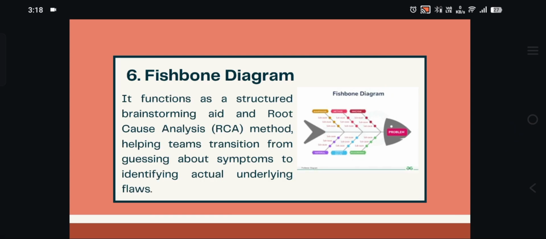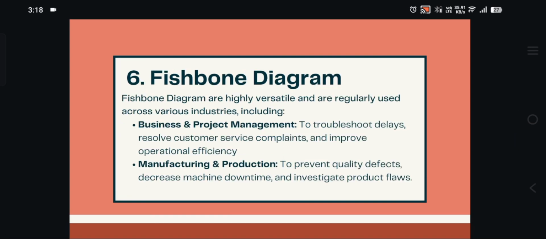Okay, next, it functions as a structured brainstorming aid and root cause analysis or RCA method, helping teams transition from guessing about symptoms to identifying actual underlying flaws. The fishbone diagram is commonly used in business and project management, manufacturing, and production.